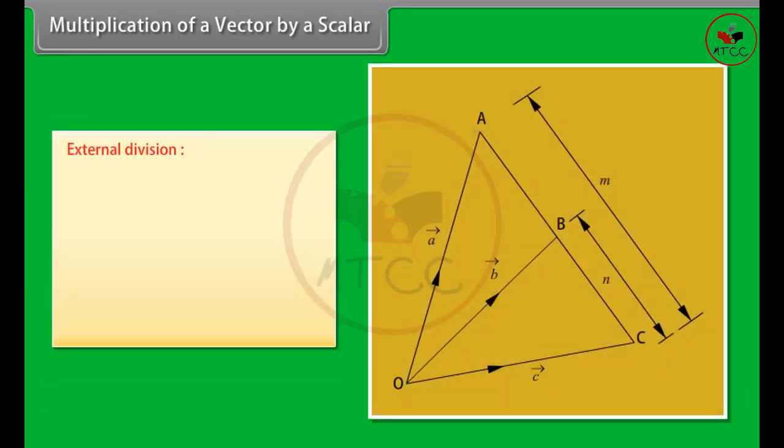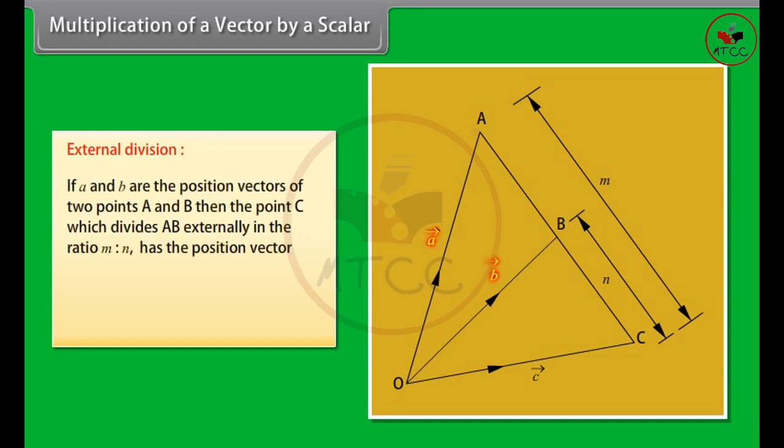External division. If A and B are the position vectors of 2 points A and B, then the point C, which divides AB externally in the ratio m is to n, has the position vector vector C equals (m into vector B minus n into vector A) by (m minus n).